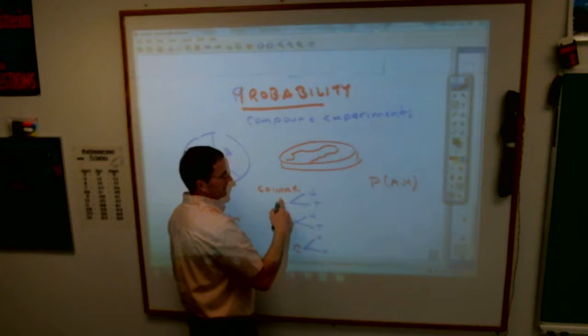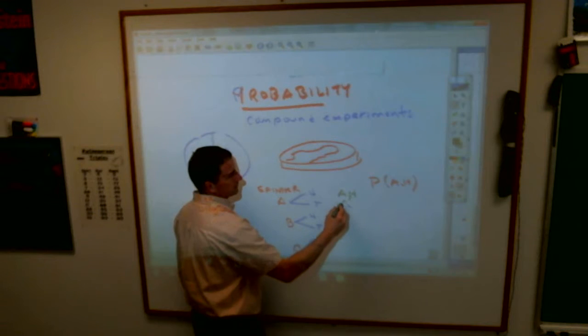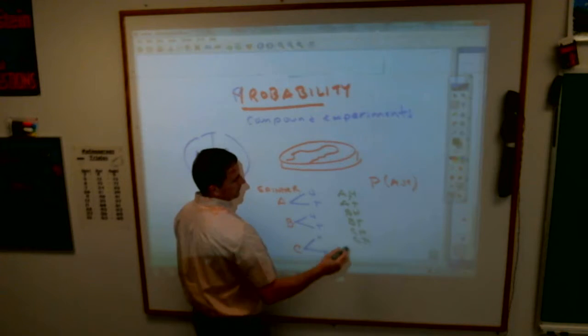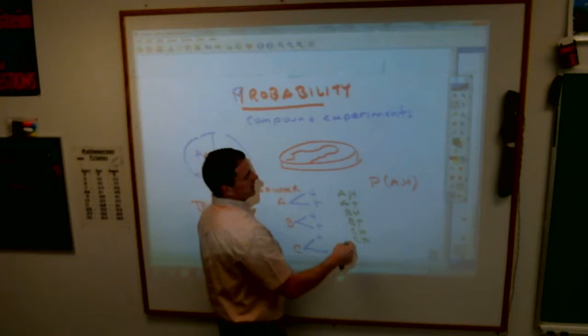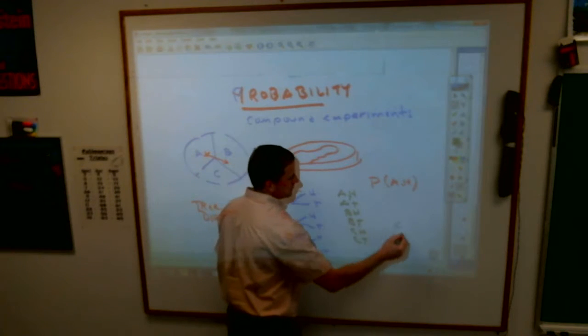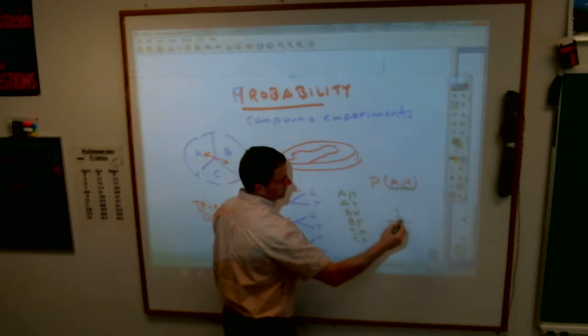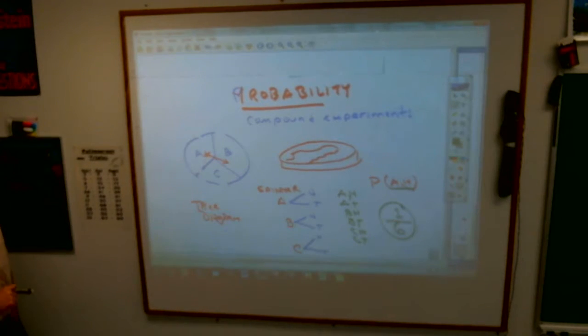You could get an A and a head, an A and a tail, a B and a head, a B and a tail, a C and a head, and a C and a tail. If you have all those different combinations, how many total combinations? 1, 2, 3, 4, 5, 6. How many of those 6 are the one you want, the A and the head? Just one. So your probability of spinning an A and flipping a head is 1 in 6.